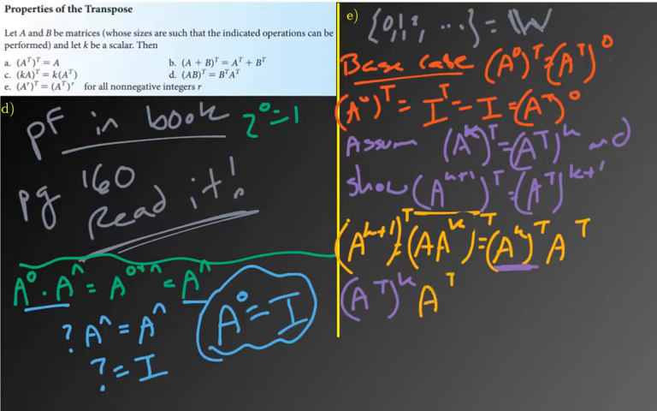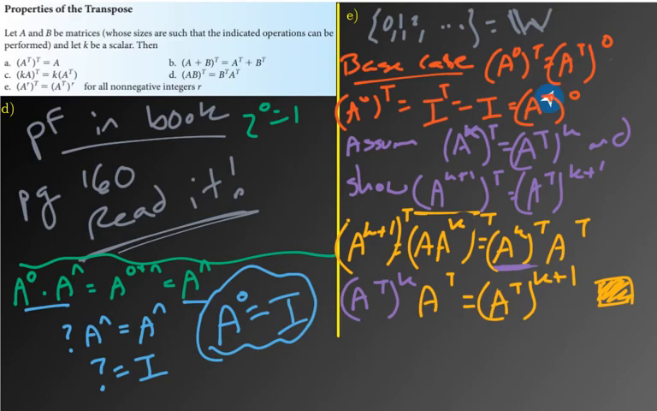And if you look at what we have, I have K powers of A transpose times another A transpose. So this is now K plus 1 powers of the transpose. So it's A transpose to the K plus 1. And that does it. It's a cool little induction problem that uses part D. Also, we haven't really talked about this, but if you raise something to the 0 power, you get the identity. So that holds for all the whole numbers.